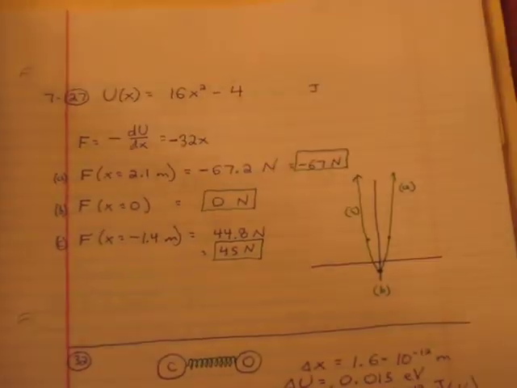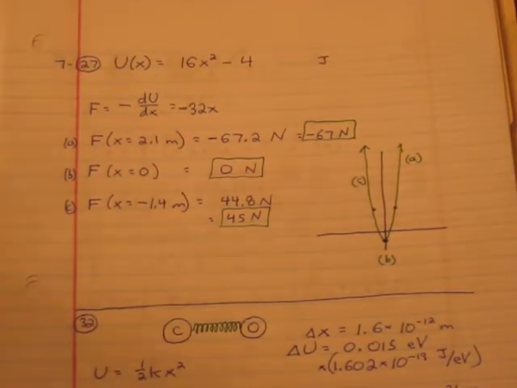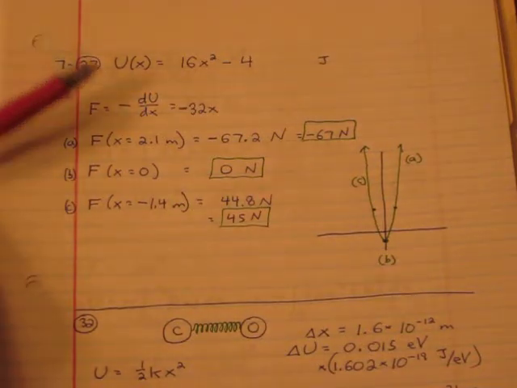Number 27. This is another problem that it might be worthwhile to graph, or at least do a quick sketch. We know that it's a parabola. The potential well is described by U of x equals 16x squared minus b, where b is 4 joules. So we'll just write that right there.